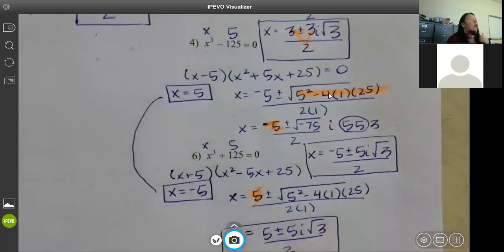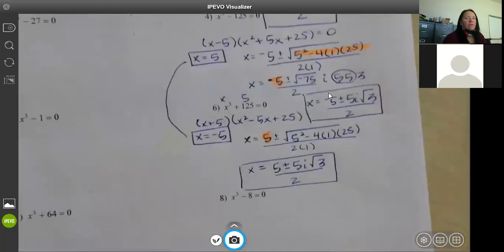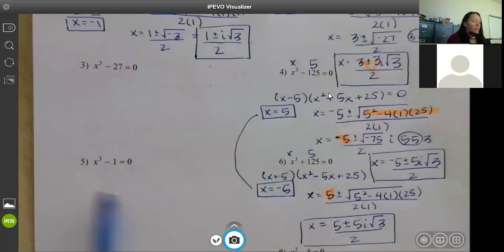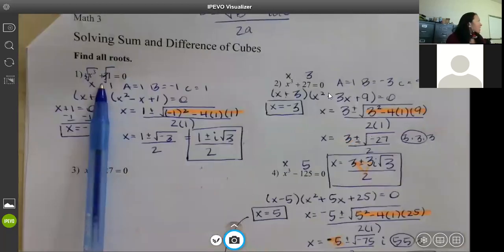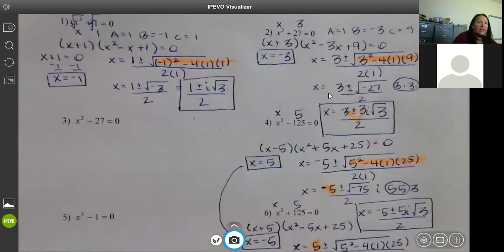So again, the only thing that changes is the sign. Okay. So I'm going to look at number 5, but I'm going to look at number 1 at the same time, so I want you to be able to see both of those. Number 5 is x to the third minus 1, and number 1 was x to the third plus 1. Only thing I changed was the signs. So if you've already done it once, there's your answers.